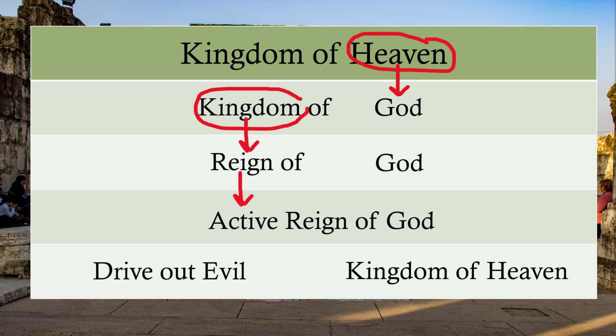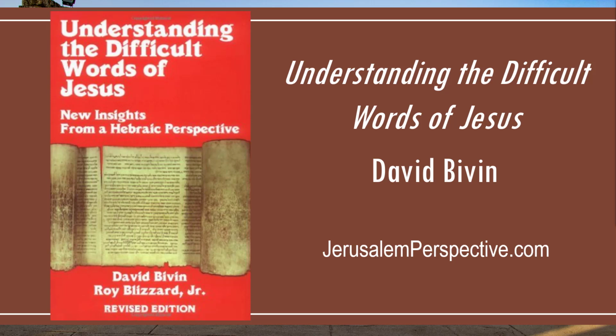So anyways, let me show you one book in case you're looking for information on this or you want a resource to go to. This is a real small book, but it's packed. I didn't put this on your handout, and I apologize. It's called Understanding the Difficult Words of Jesus. And the gentleman who wrote this, his name is David Bivin. David Bivin lives in Jerusalem, and he is the founder of a publication called the Jerusalem Perspective.